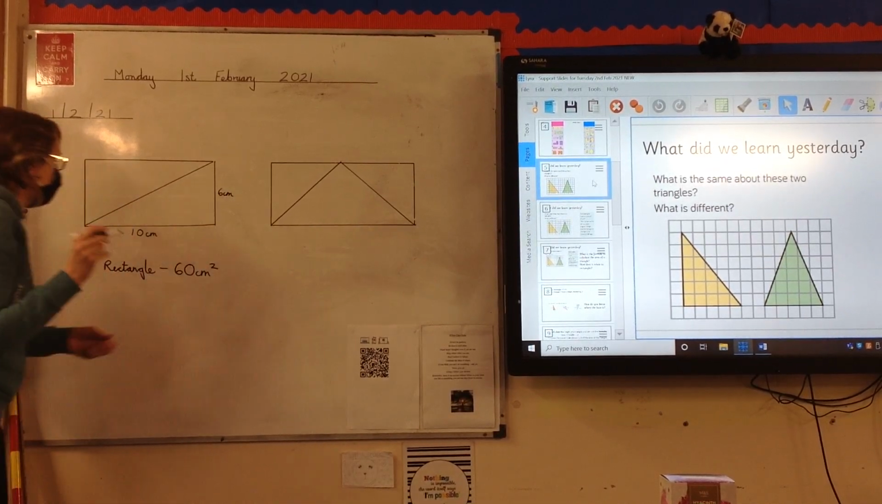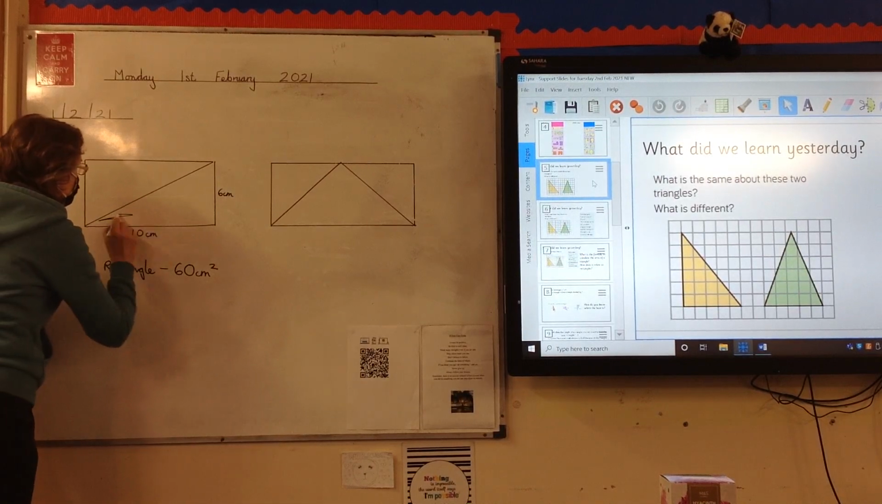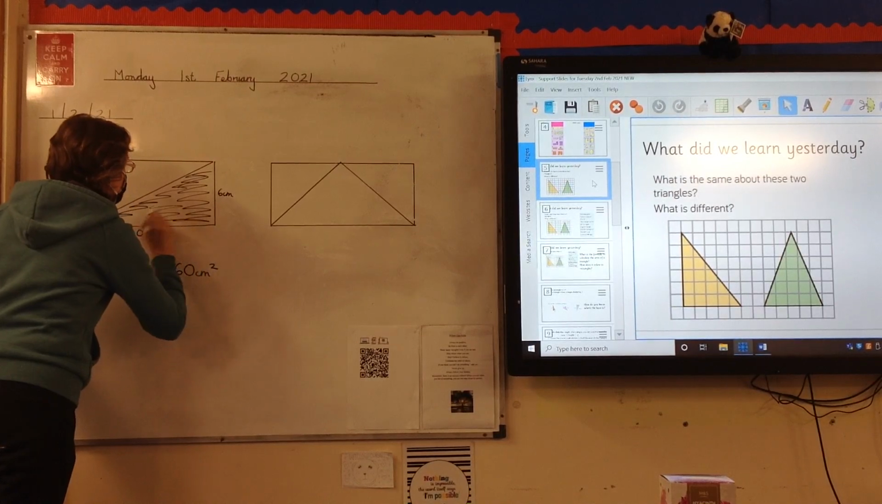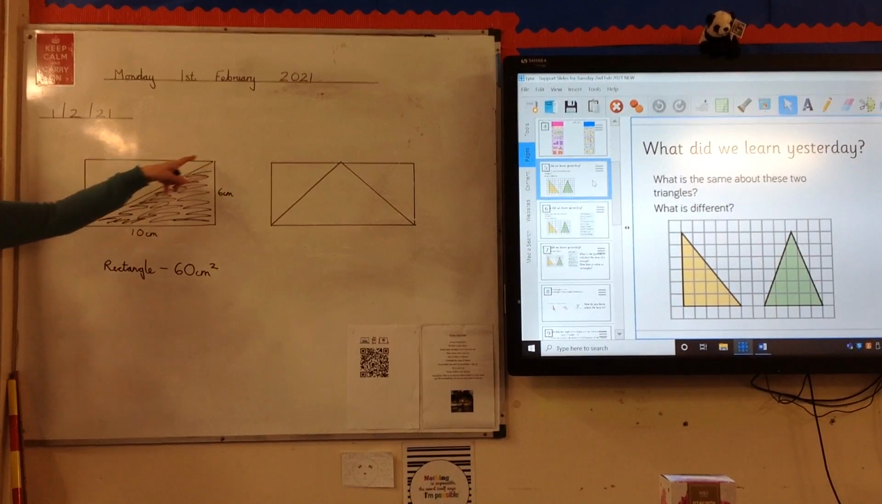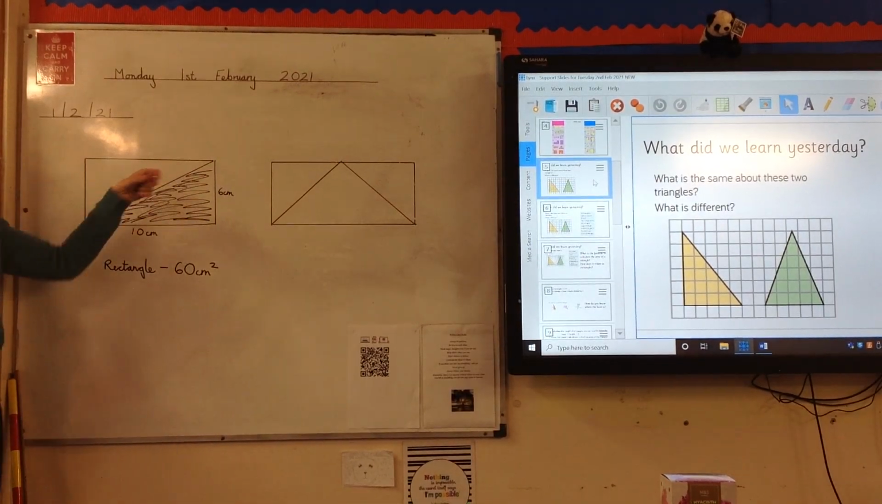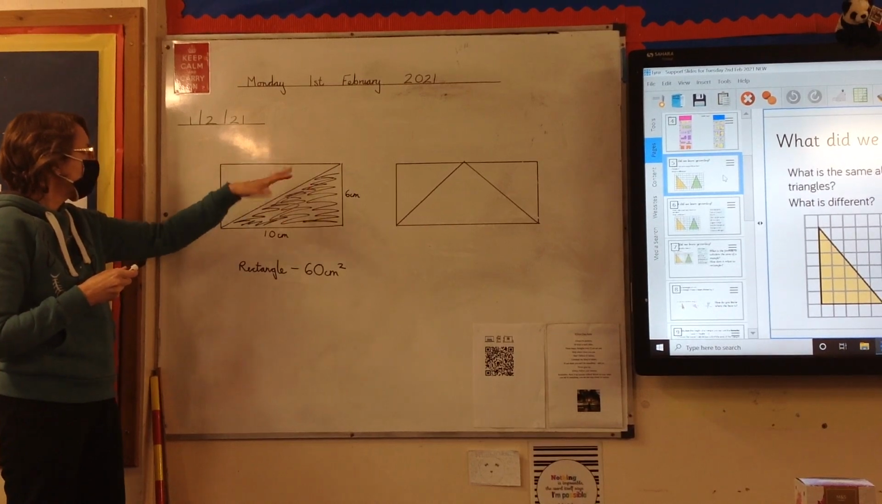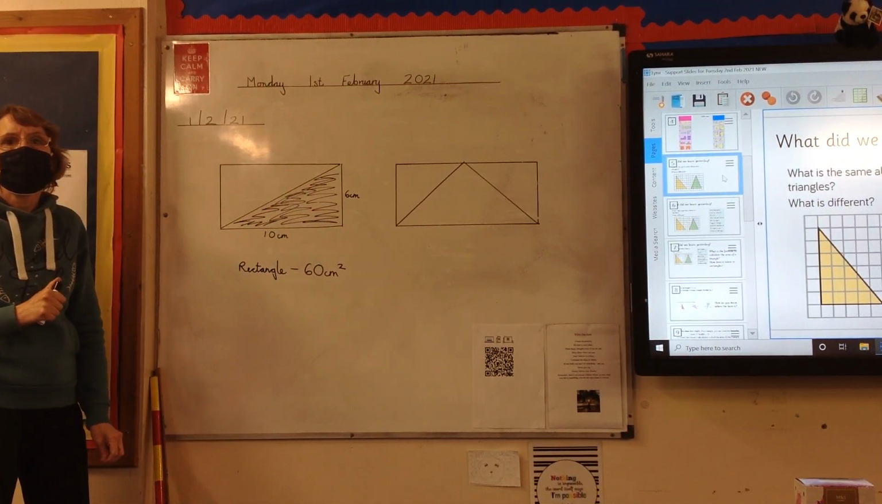Okay, so if I then said to you, what is the area, sorry it's terrible colouring in, but you get the idea. What is the area of that triangle? What do you notice about that triangle compared with the whole rectangle? It's half, so you would half 60.